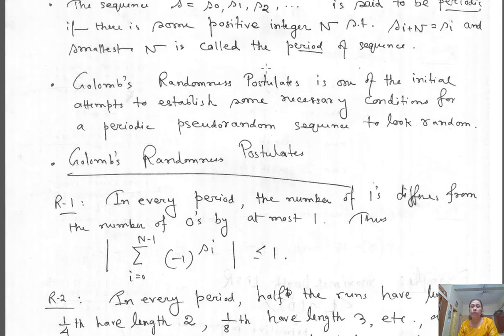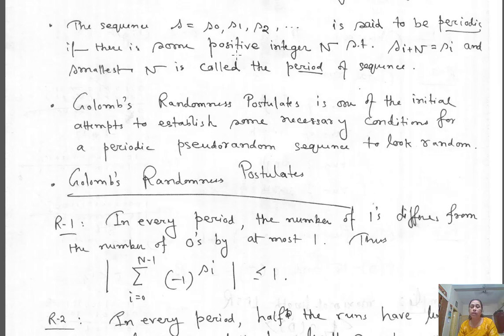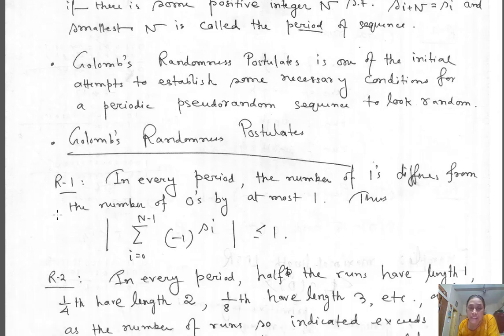The first property: given your periodic sequence having period n, in every period you count the number of ones and the number of zeros. They are almost the same. They differ by at most one. The number of zeros and the number of ones are almost the same. You can check this using this.